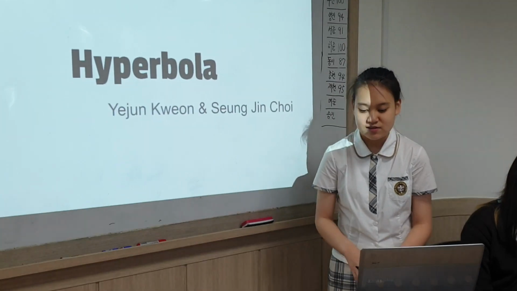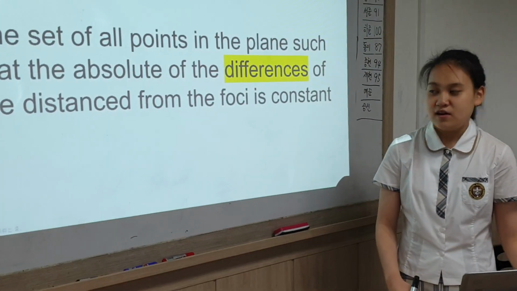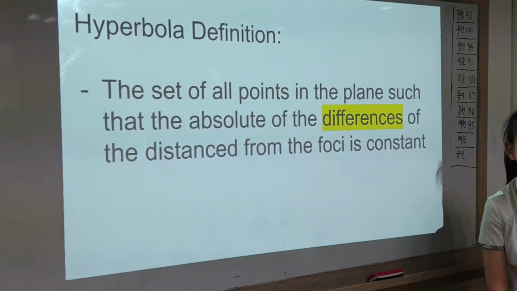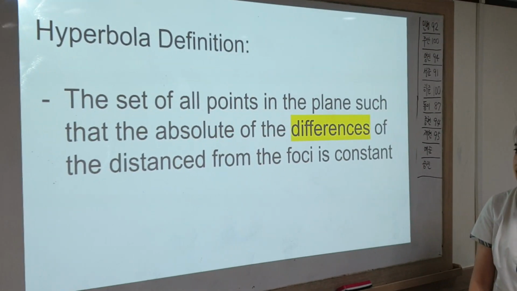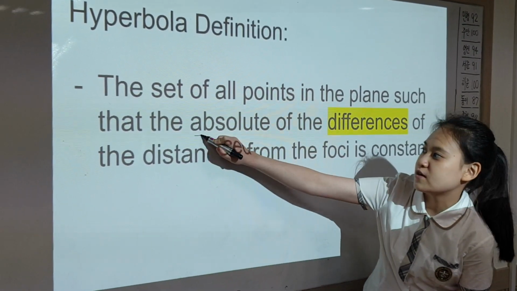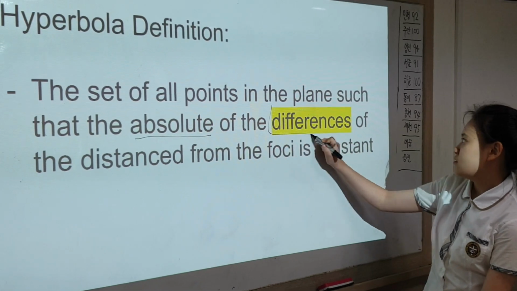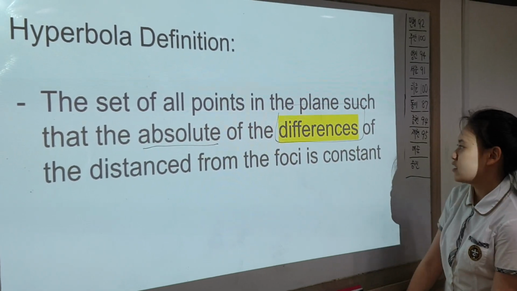With Simjin, I will talk about hyperbola. The definition of the hyperbola is the set of all points in the plane such that the absolute value, this is important, the absolute value of the difference of the distances from the foci is constant.